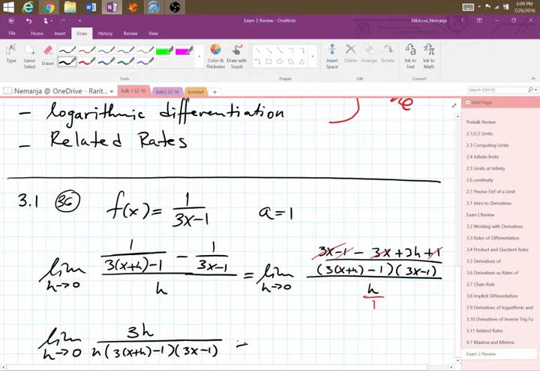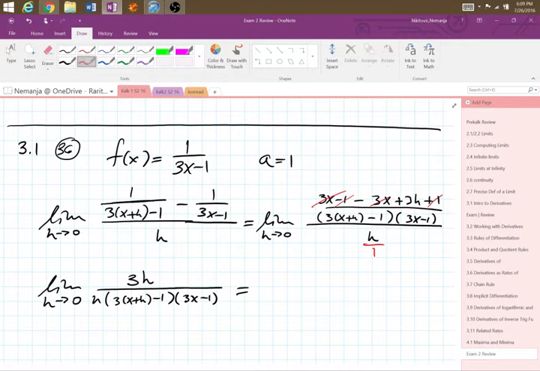So that's some algebra there. You see that the h cancels. And at this point, we can actually plug in h equals 0, because the h that was making the denominator 0 disappeared. Now we can just plug in. It becomes an easy problem. So it's now 3 divided by, and this h is gone, so it's 3x minus 1 times 3x minus 1. So just going to put the square there. And that's the derivative. So then you would plug in a for x.